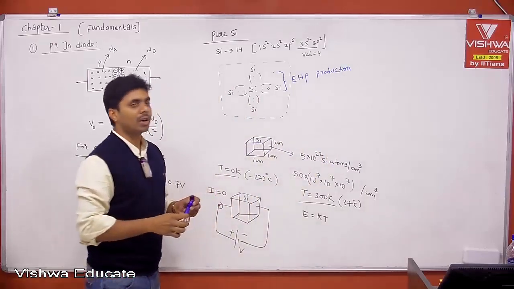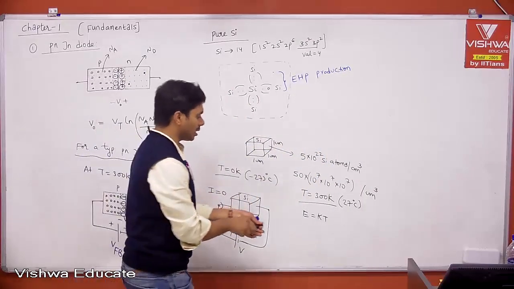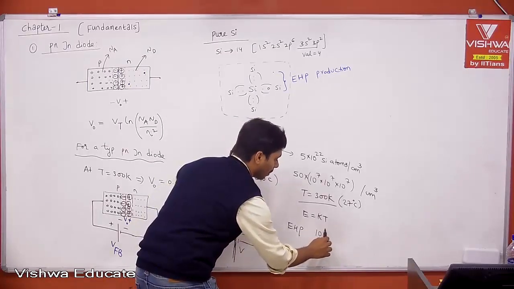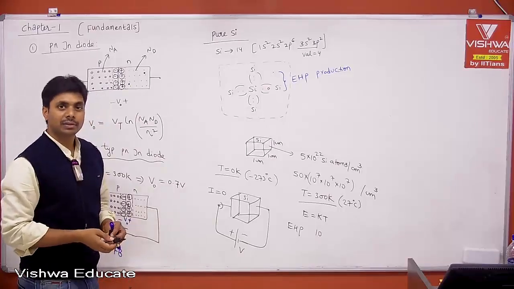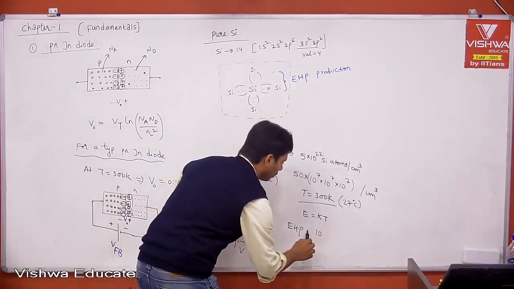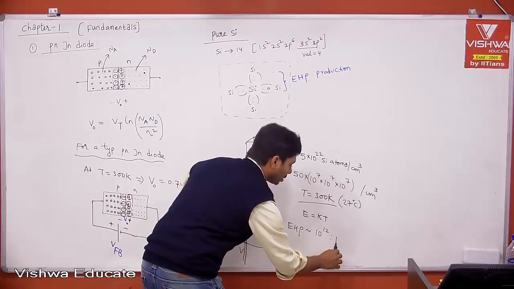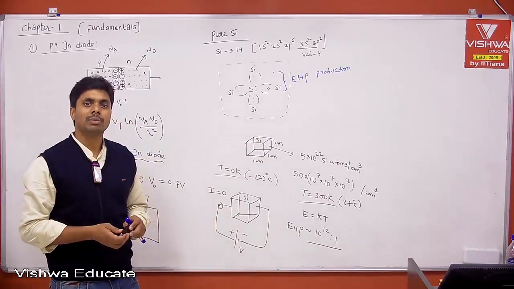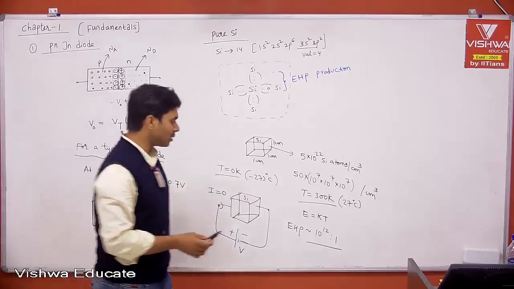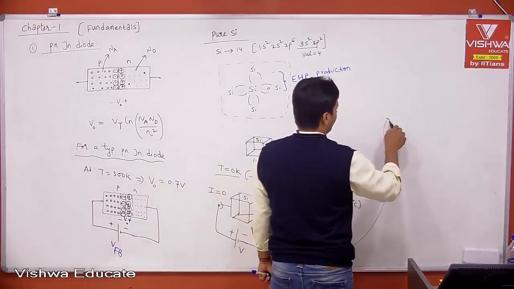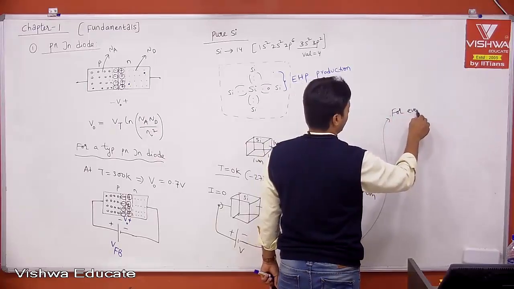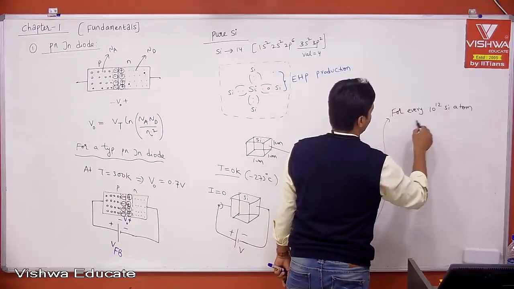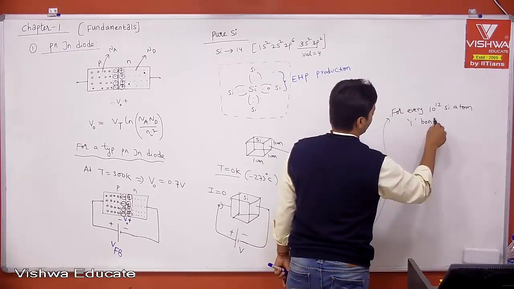Therefore, what is that electron hole pair production ratio? That EHP ratio will be in the order of 10 to the power of 12:1. What does it mean? For every 10 to the power of 12 silicon atoms, one bond is broken.